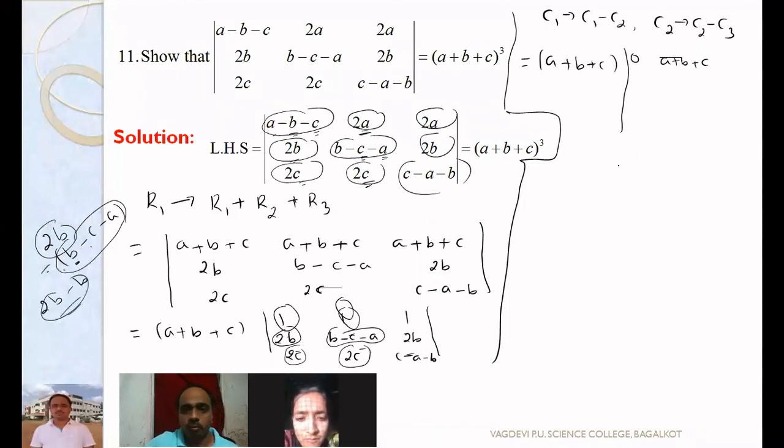I have written it in the wrong place. Just wait. A plus b plus c. You should write in the column. C1 changes to, I have written S. Make a correction. Please, just wait. I'll erase it.